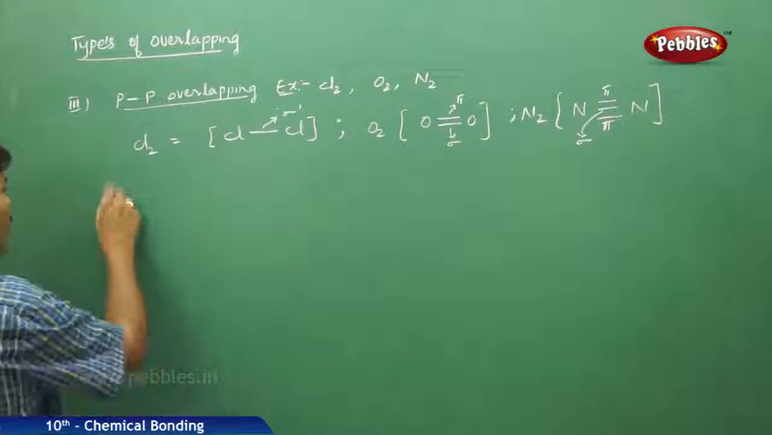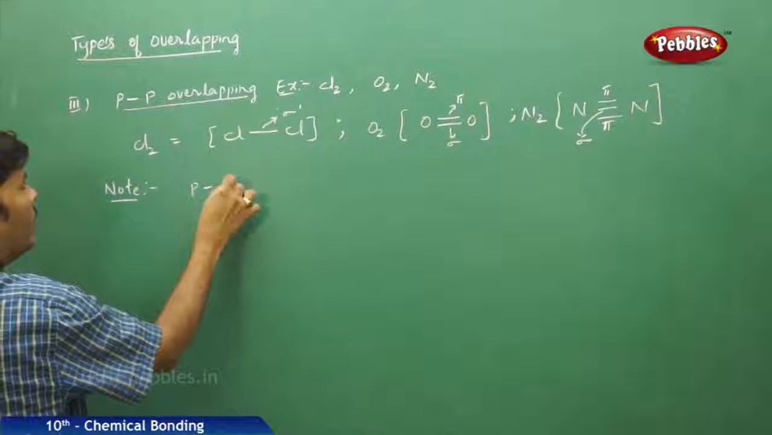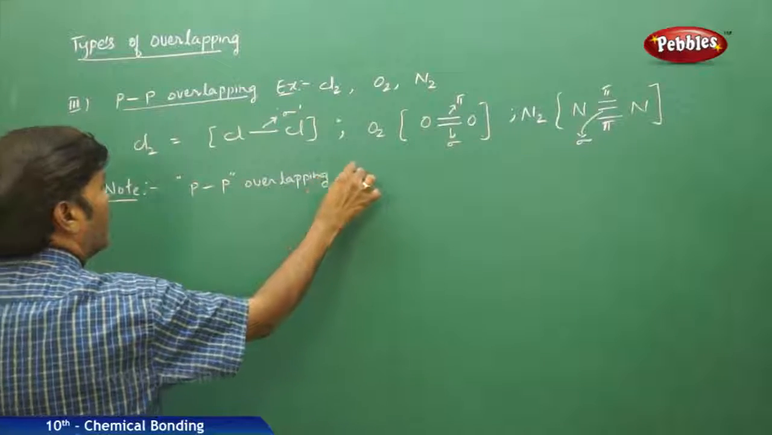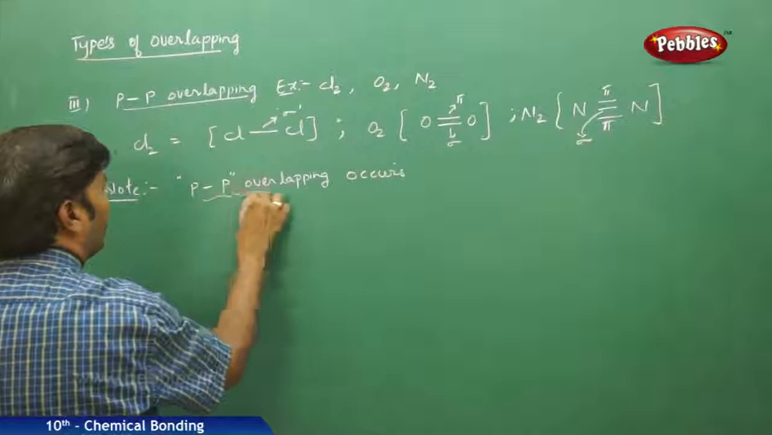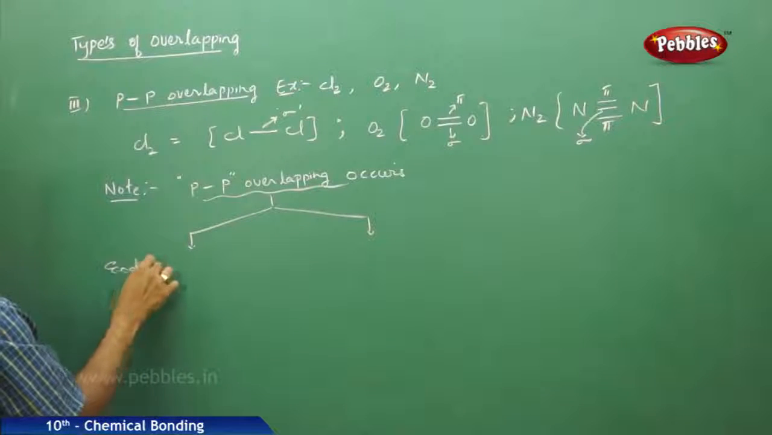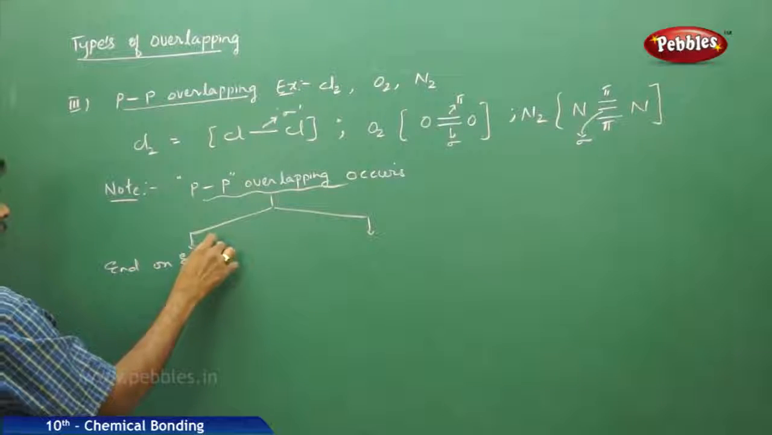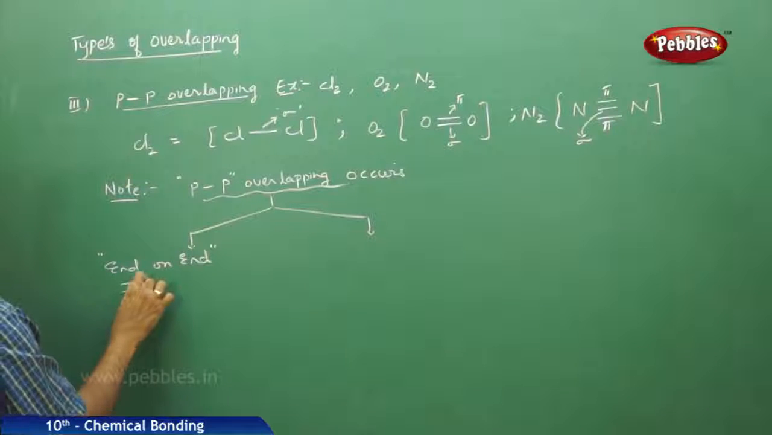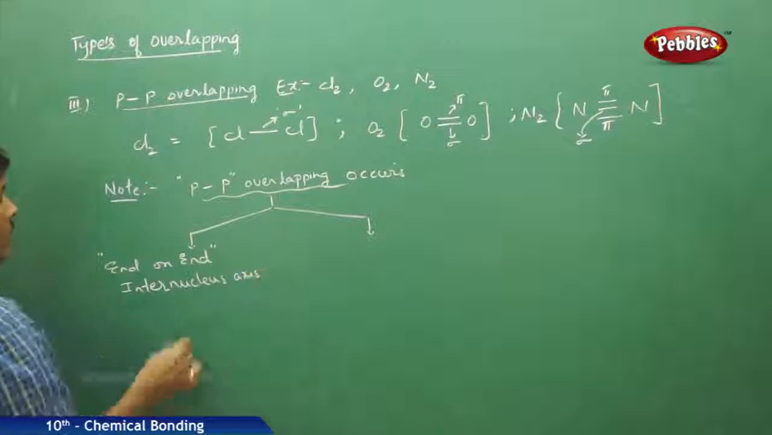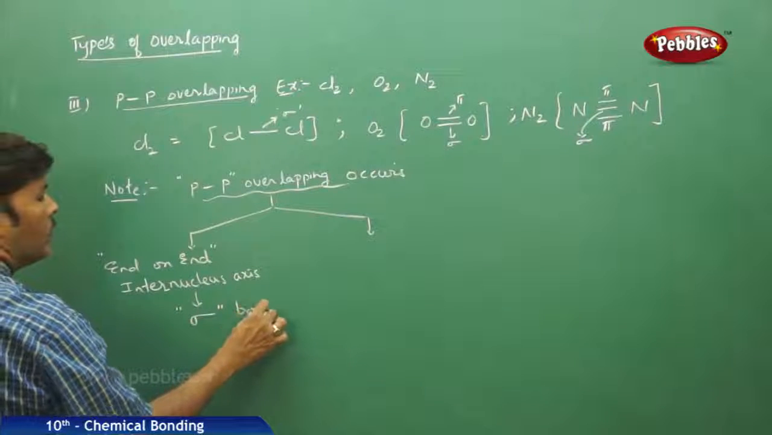As I already told you, one thing you have to note here is that during p2p overlapping, when p orbital to p orbital overlapping occurs, two types of overlappings take place. One is end on end overlapping, also called along the internuclear axis. Here the p2p overlapping results in the formation of a sigma bond or sigma cloud.